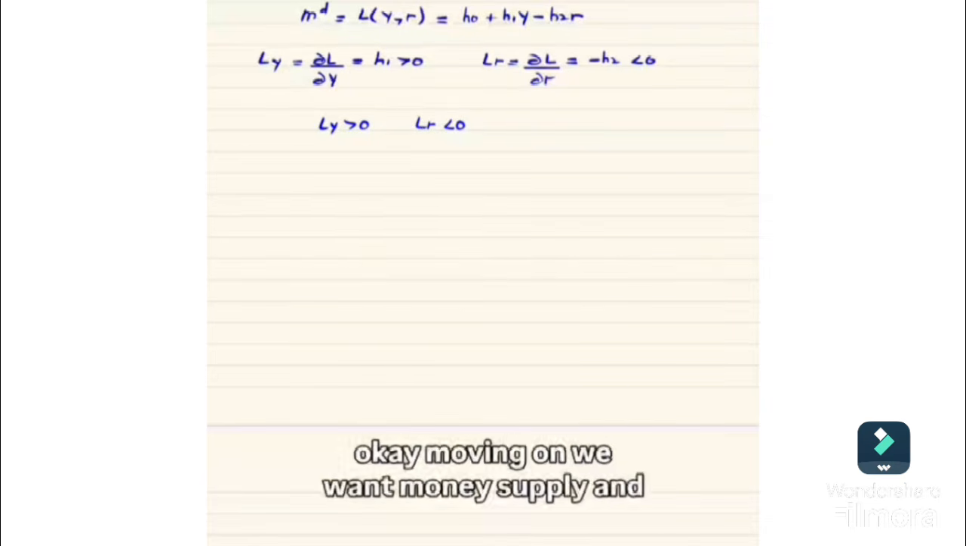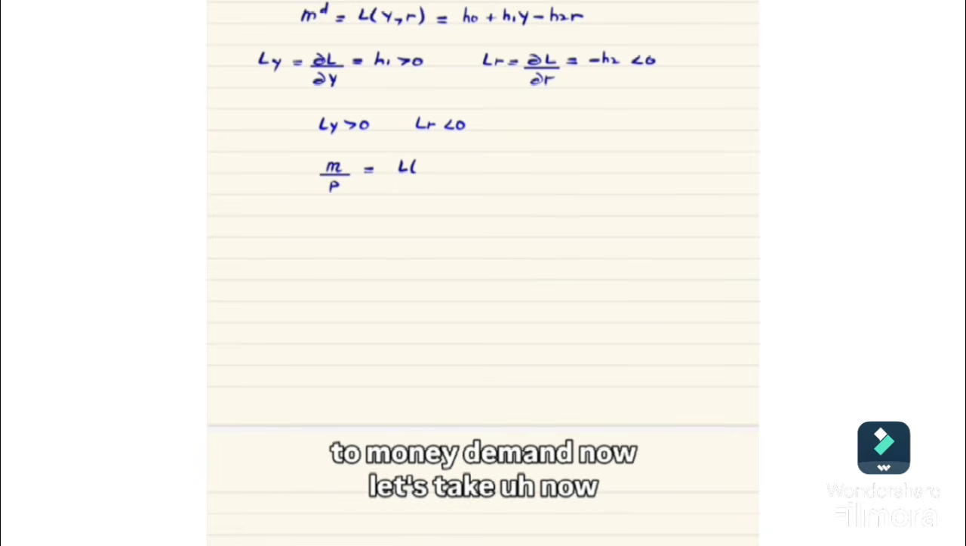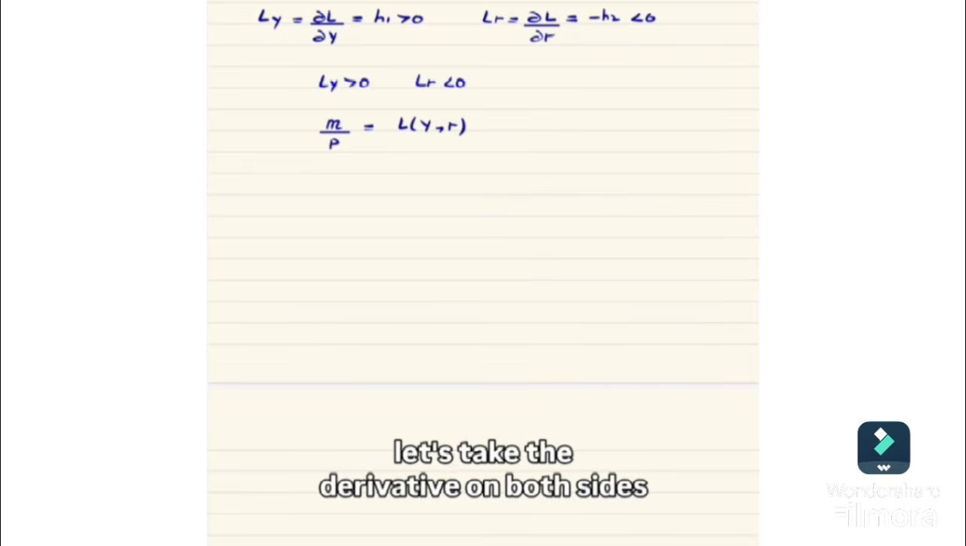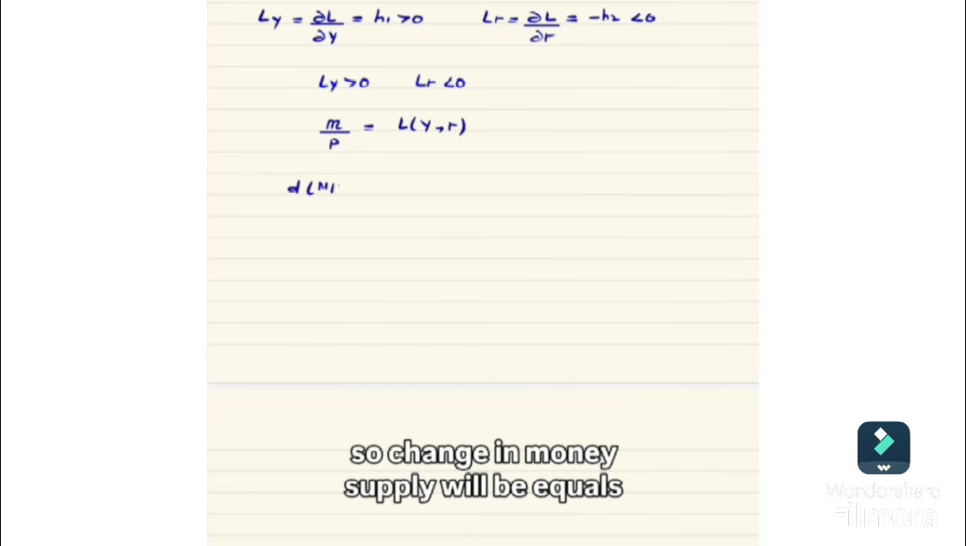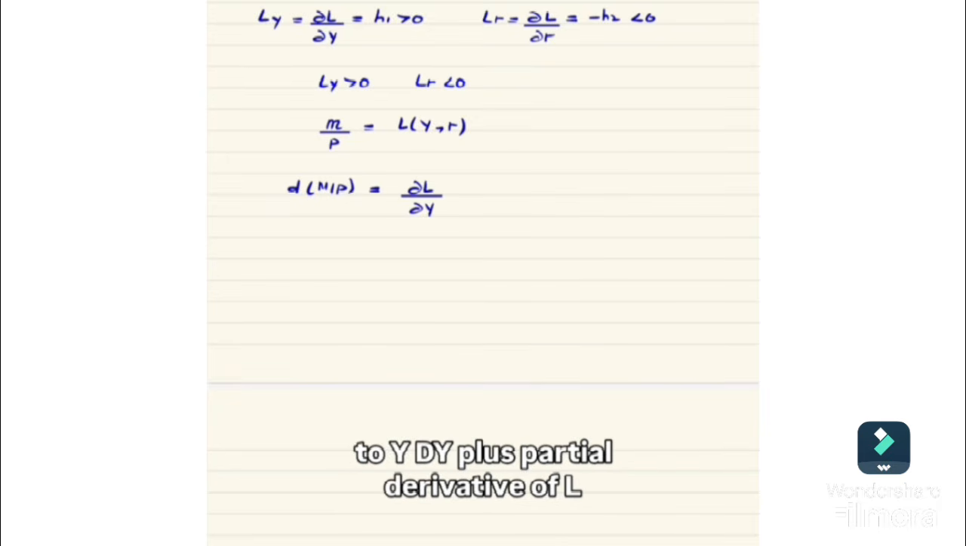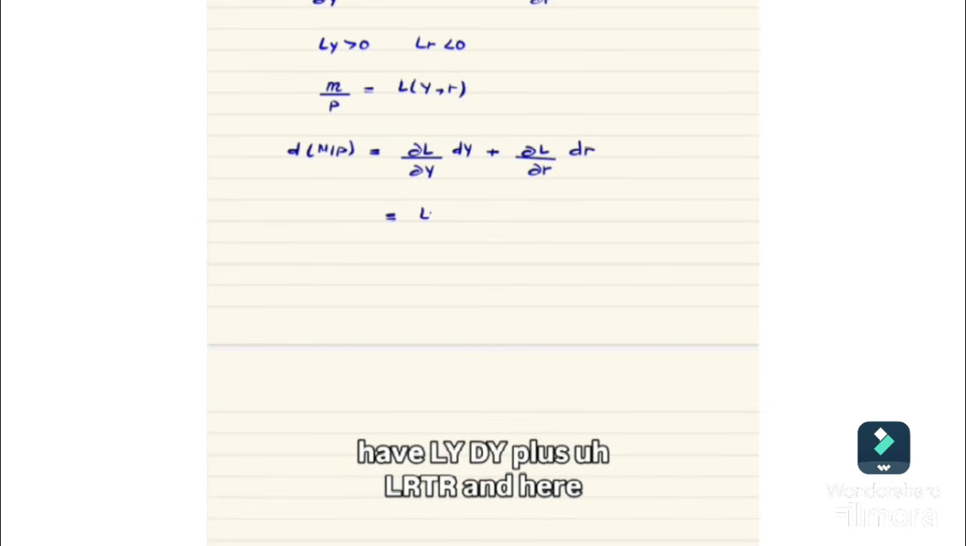We want money supply, M over P, real money balances, to be equal to money demand. Now let's take the derivative on both sides. So the change in money supply will be equal to the partial derivative of L with respect to y, dy, plus the partial derivative of L with respect to r, dr. Therefore, we have Ly dy plus Lr dr, and here we have the change in money supply.